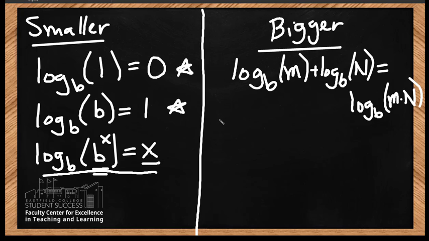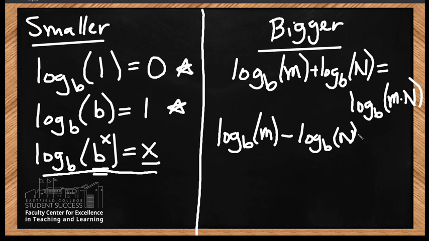The second bigger rule, I would say, is almost exactly the same as the first. It's just we're going to change some operations. So we say the log base b of m, instead of adding two logs, we're going to subtract two logs. This is equal to, now instead of multiplying m and n together inside of the parentheses, we're going to take the log base b of m divided by n in the parentheses. And really, for pretty much the same reason, when you divide two bases, as long as they're the same base, you would subtract their exponents, and that's where this rule is coming from.